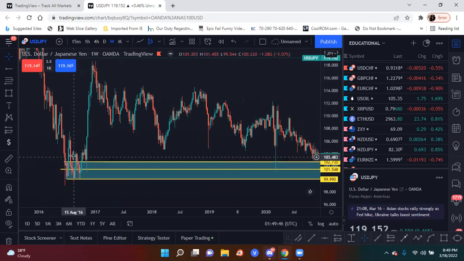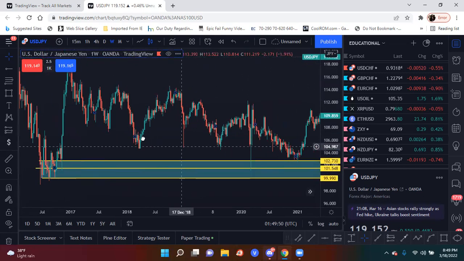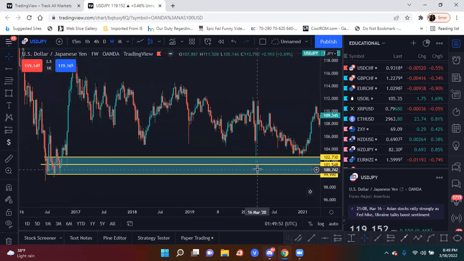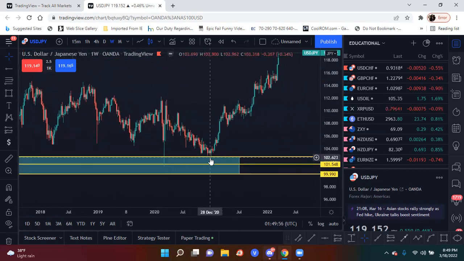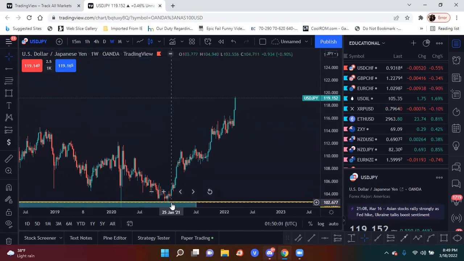The more consolidation, the heavier the zone is going to be. That's why it came back into that and wicked back up. And it came right here. Look how strong this zone is. Look what it did to UJ.